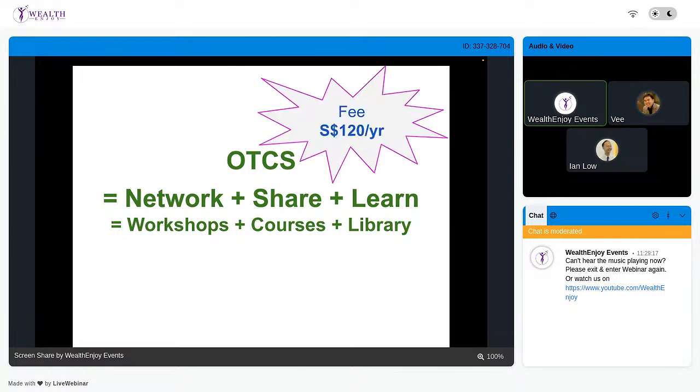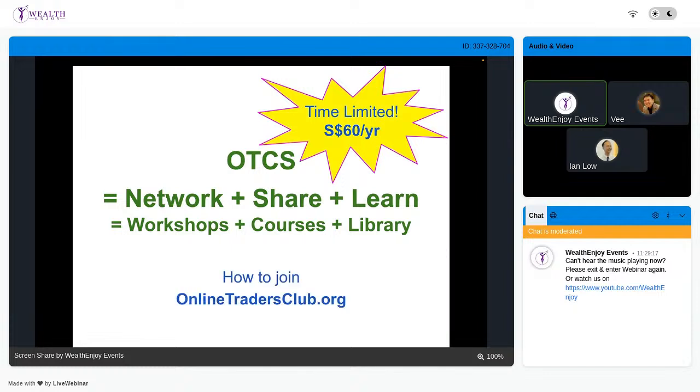Now, the normal fee to join us as a member is $120 a year. And for a time-limited period, for a long time already, it's been just $60 a year. And since COVID till now, we have kept it free for our members as well as for the public. So enjoy it.